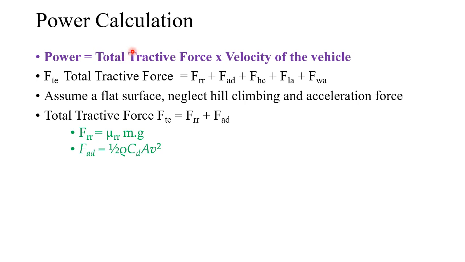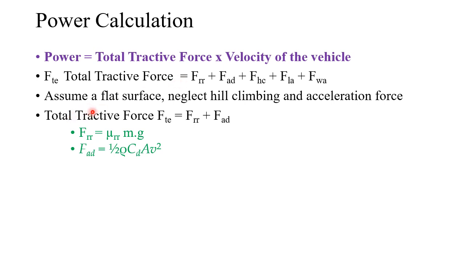Right. So now we can calculate the total propulsion power. We know that the total propulsion power is total tractive force multiplied by the velocity of the vehicle. The total tractive force is the sum of rolling resistance force, aerodynamic drag force, hill climbing force, linear acceleration force, and angular acceleration force. So when you add all these forces, then you can calculate the total tractive force, right?